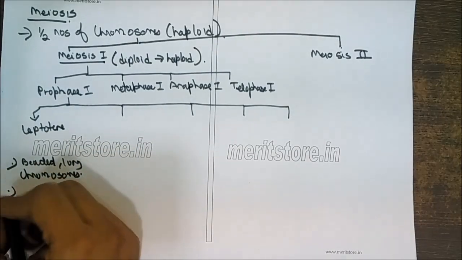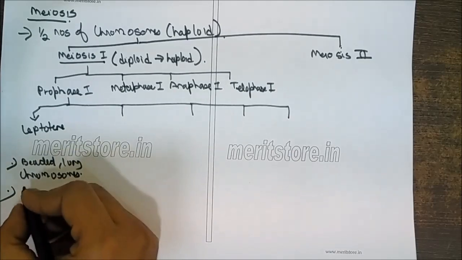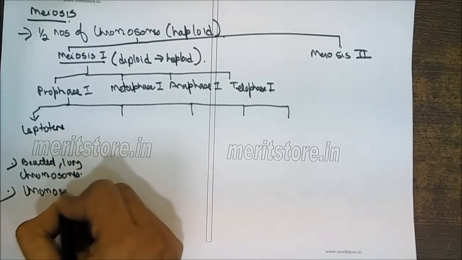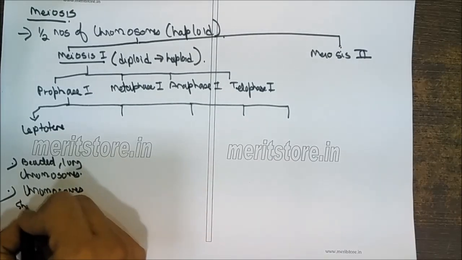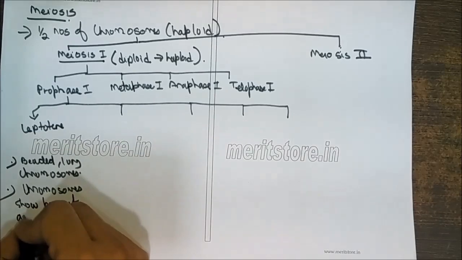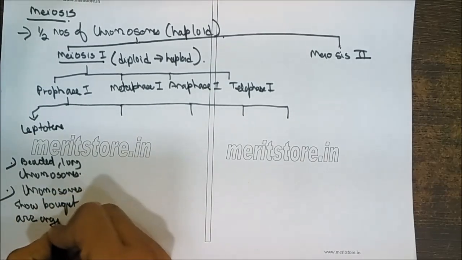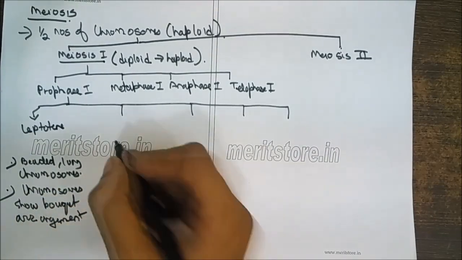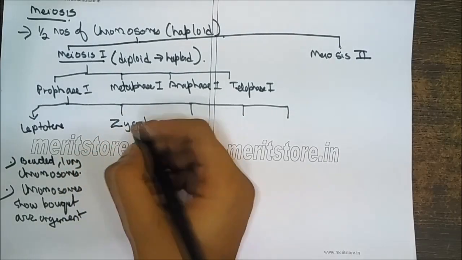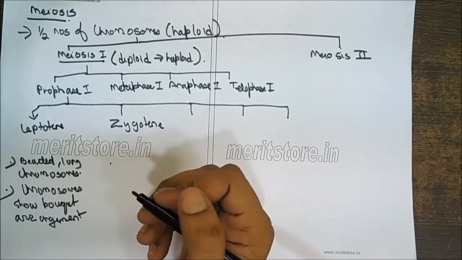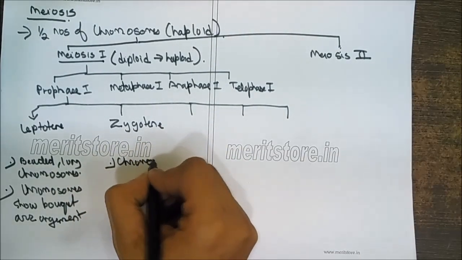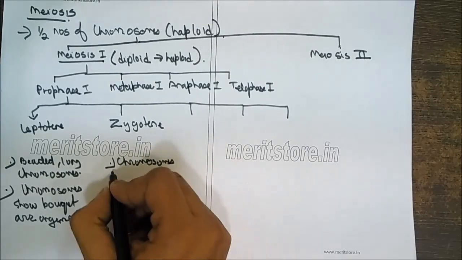Next, the chromosomes show a bouquet arrangement. Next is zygotene. Here the chromosomes become shorter and thicker.